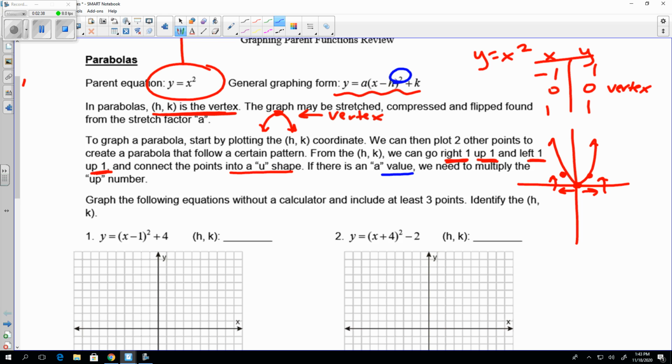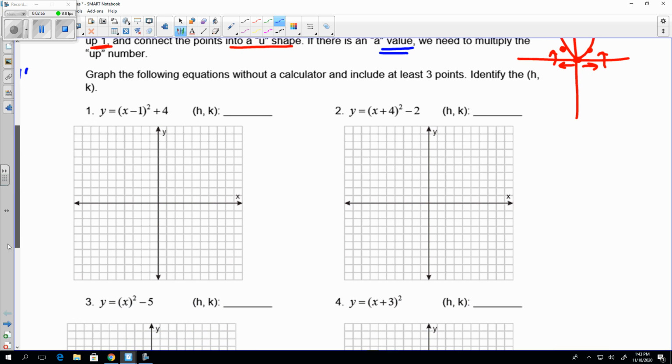If there's an A value, we're going to multiply the up number. Okay? So it's going to be stretched taller. So we might have to change, instead of just going right 1 and up 1, we might go right 1 and up 2 or 3 or something like that. Okay? So we're going to start by identifying the hk, and we're going to try to graph these, including 3 points in our graphs.